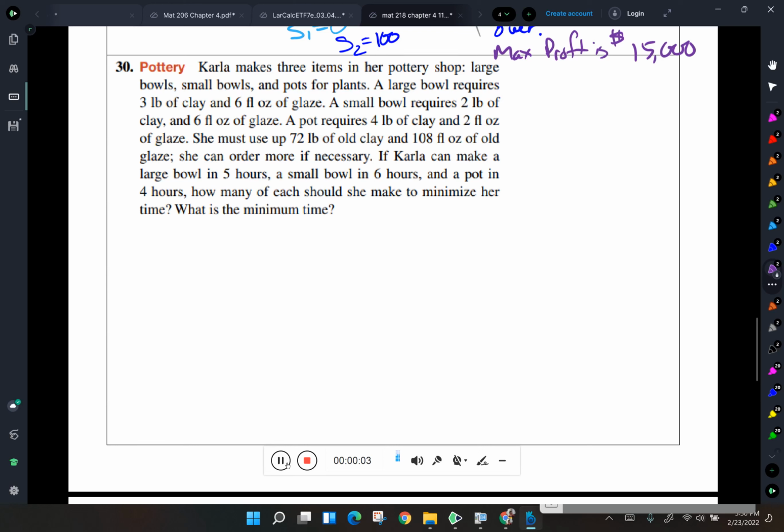Okay, so here we are for part 3 of the simplex method section, and we got Carla here. Carla makes 3 items in her pottery shop: large bowls, small bowls, and pots for plants. A large bowl requires 3 pounds of clay and 6 ounces of glaze. A small bowl is 2 and 6. A pot requires 4 pounds of clay and 2 ounces of glaze.